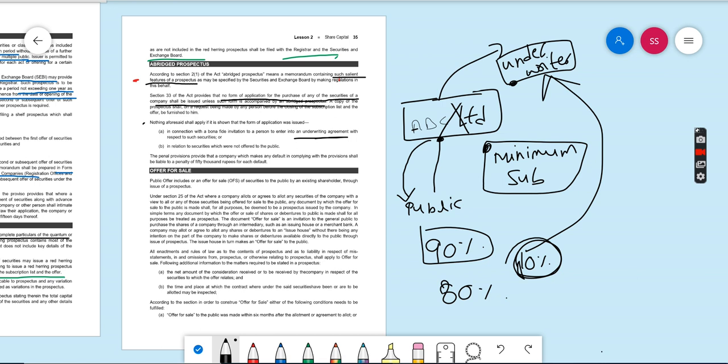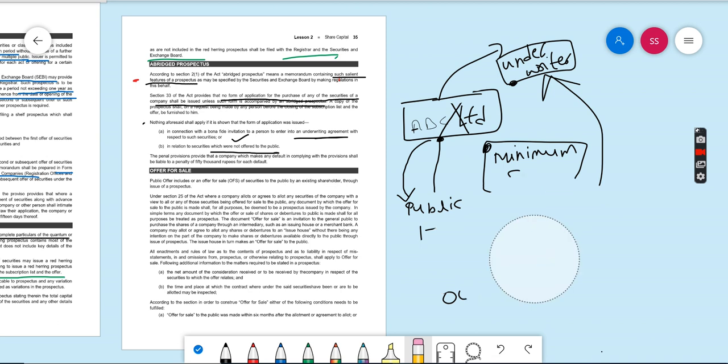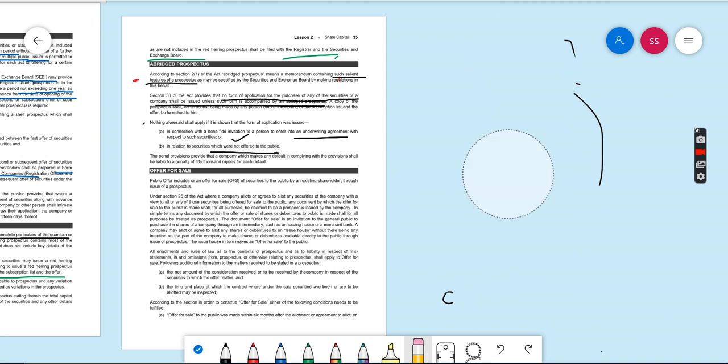That is one scenario. Another scenario is in relation to securities which were not offered to the public. If the securities are not offered to the public, then you don't need to issue the abridged prospectus. So to sum up, so far we have learned three types of prospectus: red herring prospectus, shelf prospectus, and then abridged prospectus.